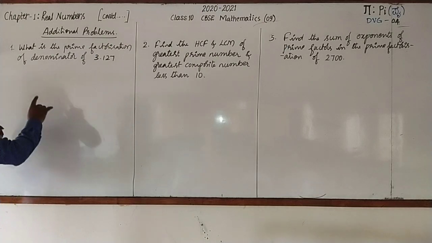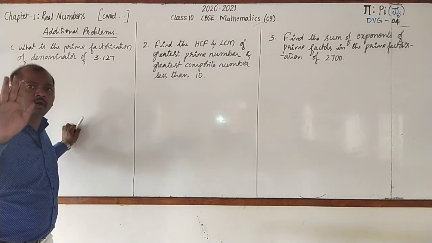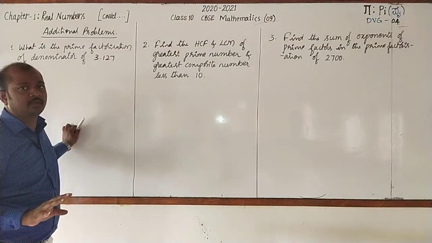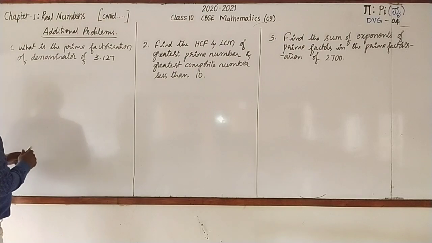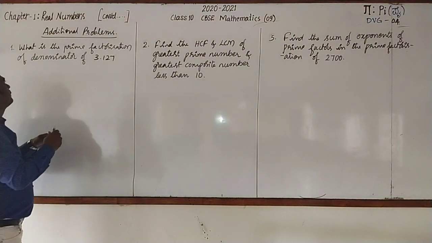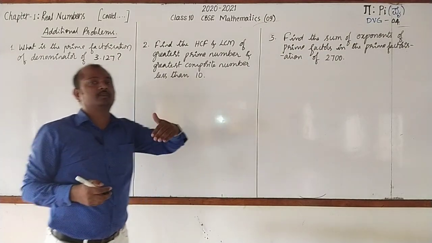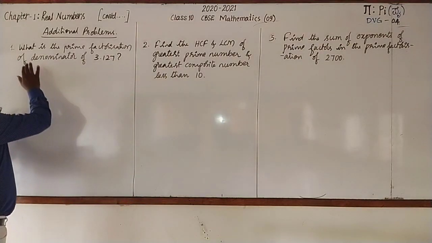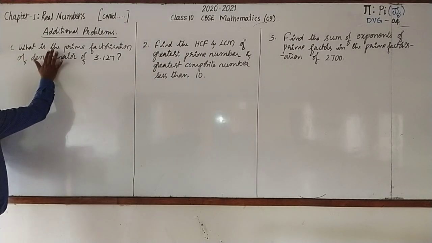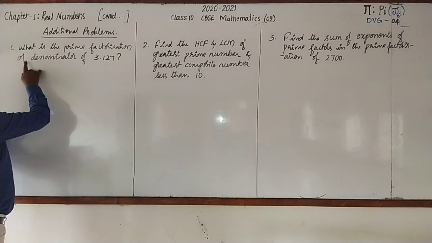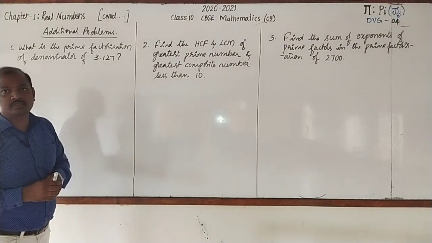Just observe. Here I have written 3 questions, and do remember all 3 were asked in the examination, each for 1 mark. So all are important. They are all applied questions. Based on what you have learned, they have asked the question. Go through the first one. Don't write anything, just observe. What is the prime factorization of the denominator of 3.127?